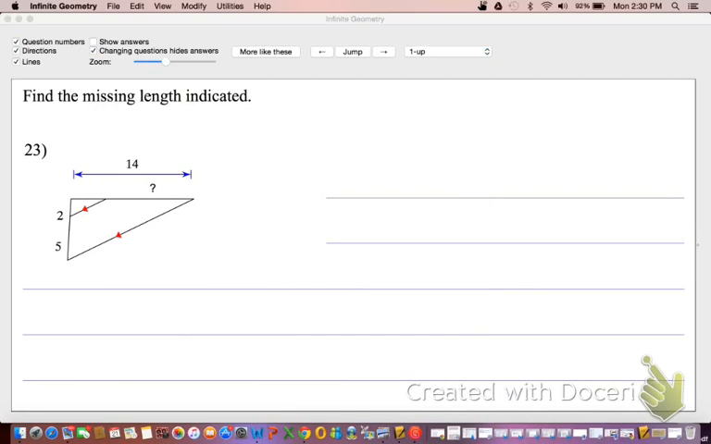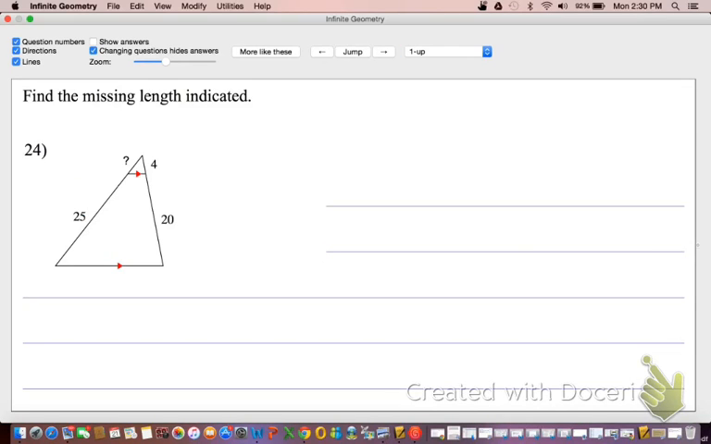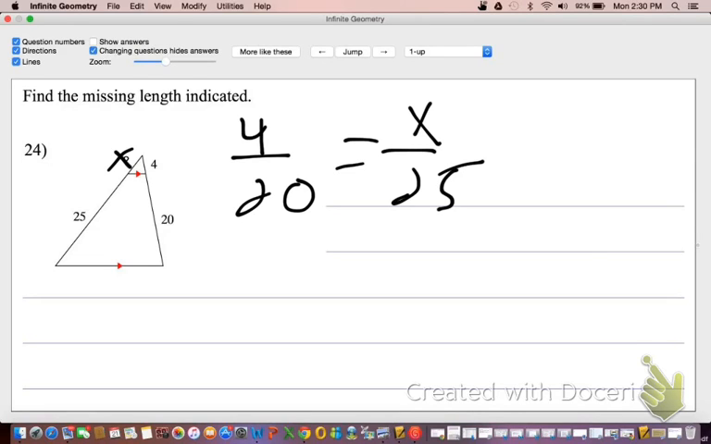Okay? Again, I'm going to call this x. So 4 over 20 equals x over 25. You can cross multiply. So 20x equals 100. x must be 5.